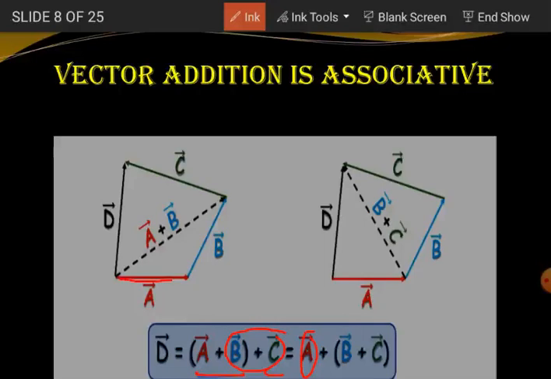It can be seen here. If you add a plus b first, and then later you add this third one, the resultant will be the same d vector. If you add the first two, then the resultant of a plus b will be represented by this, and then you can take these two as a triangle law of vector addition, then the resultant will be this one, right? Same thing here also. You first add b and c, the resultant will be this one, right? So if you add these two again, then you will get this d vector. So the result is the same. That means your vector addition is associative.